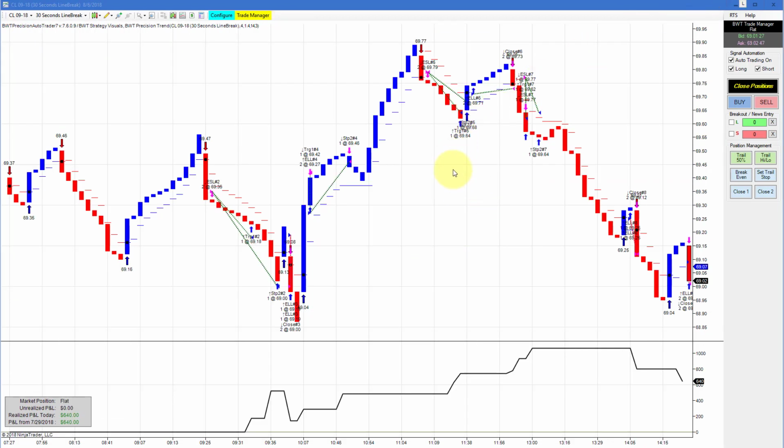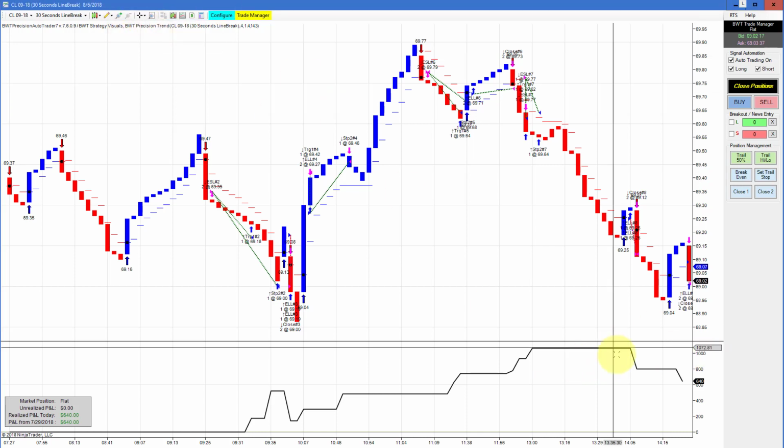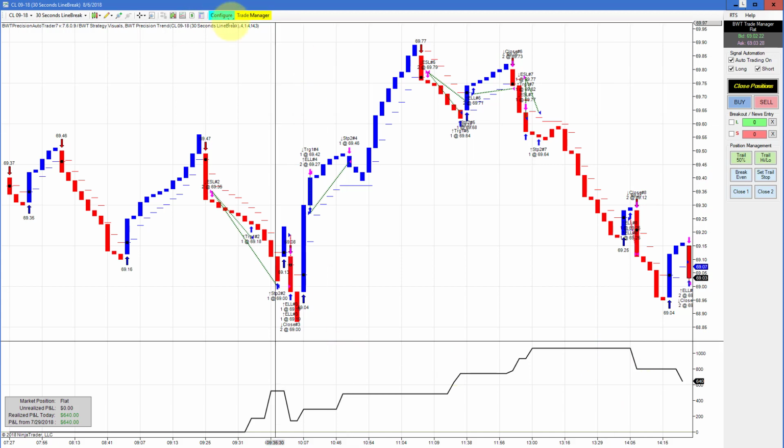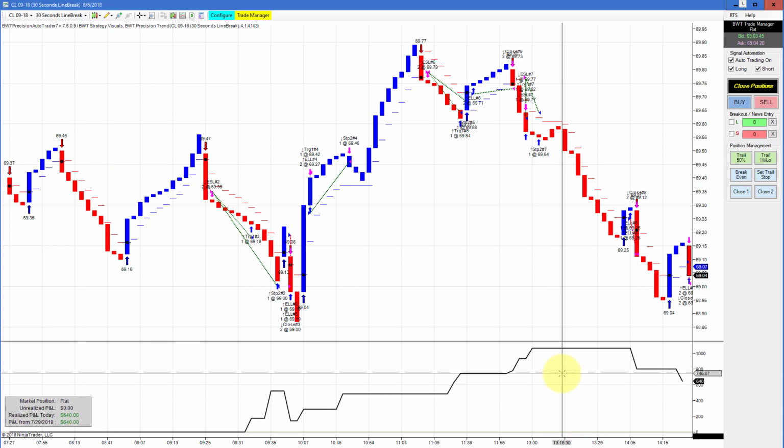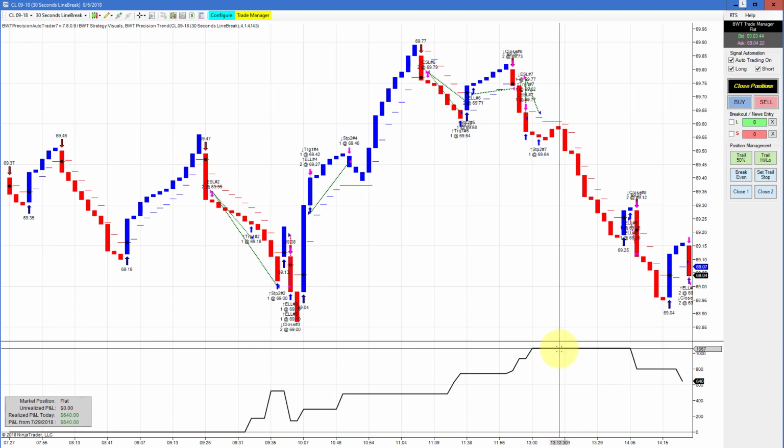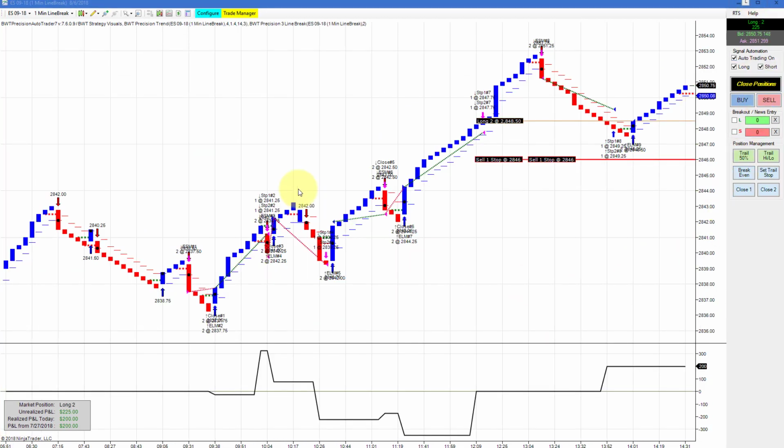Okay, next up is the crude on a 30-second line break chart, and it had one loser here and then it had a couple of losers at the end and it dragged down its equity quite a bit. Looks like it made an equity high of a little bit over 1,000 and then settled in at 640. Our goal on this is 2,000. It's a bit ambitious. Had we had a goal of just 1,000 like most of my other crude charts, it would have stopped here.